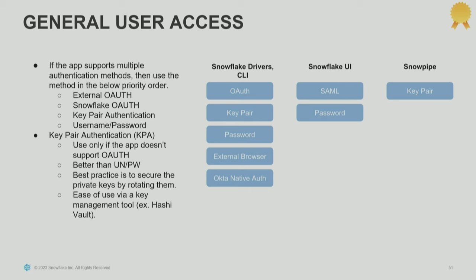If you don't have OAuth, go for key pair authentication. Key pair authentication is widely used for programmatic access through service accounts. I'm going to talk a little bit about it. And if you don't have that, you default to username and password. As you can see, the clients and the authentication methods that they support are listed here. For key pair authentication, one thing to keep in mind is that it's used for data ingestion through Snowpipe and is pretty widely deployed. You have to rotate the keys, and you can do that through a key management tool such as HashiVault or some other CSP tool that you're using.